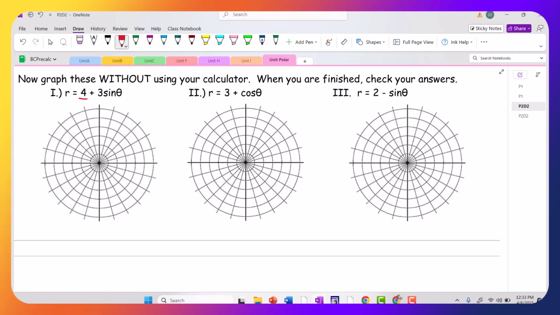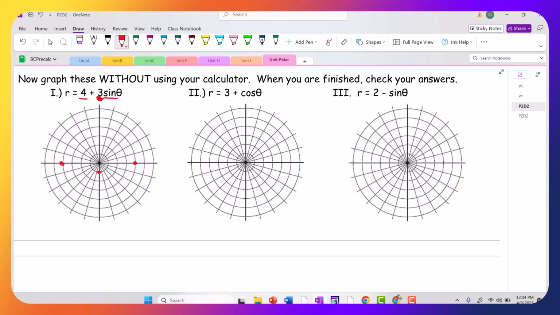Okay, so how would I graph this? I know this is a limacon. I know 4 plus 3 is 7, and I know this is a positive sign. Okay, let me just plug it in. Sine of 0 is 0. 0 plus 4 is 4. Sine of pi over 2 is 1. 1 times 3 plus 4 is 7. Sine of pi is 0. 0 times 3 plus 4 is 4. Sine of 3 pi over 2, there's the difference. Sine of 3 pi over 2 is negative 1 times 3, so 4 minus 3 is 1.